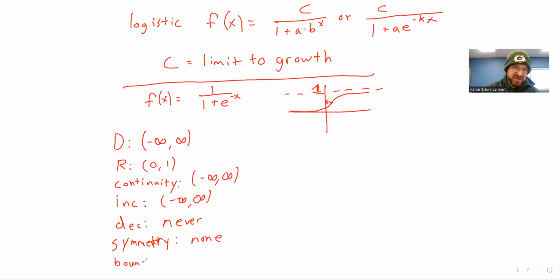Bounded. This is fully bounded. It's bounded above and below. You can either say above and below, or you can say fully bounded, because there is a top and a bottom. Extrema was none.